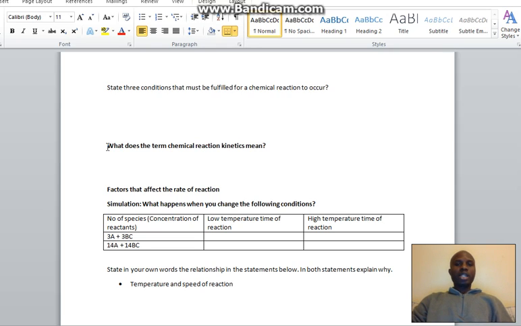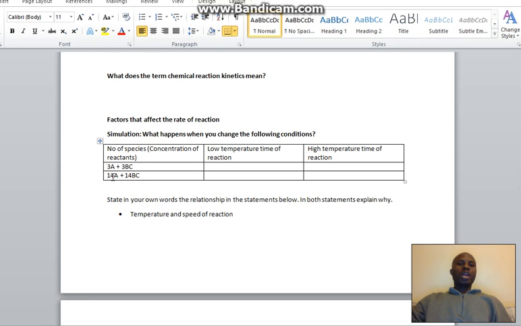So the next part of the simulation deals with factors that affect the rate of a reaction. We are going to deal with species, like we have A species and B species. We will add the 3A and 3BC and see what happens at low temperature, what happens at high temperature. Then we will add 14A and 14BC. We also want to look at the numbers, what happens to the chemical reaction as you increase the numbers.